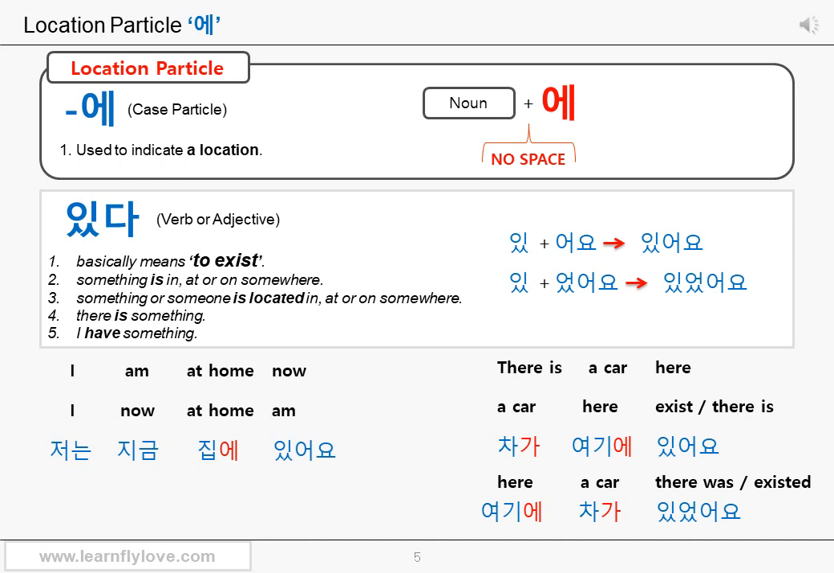There was a car here. A car was located here. Or a car existed here. Let's say here first this time. 여기에 a car. 차가 there was, existed, 있었어요. 여기에 차가 있었어요. There was a car here.